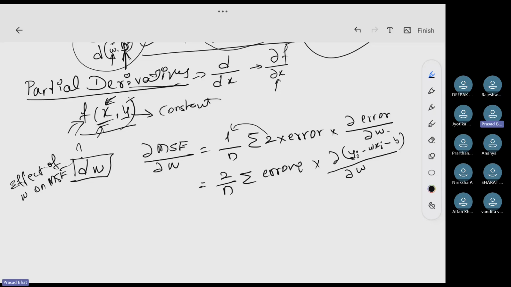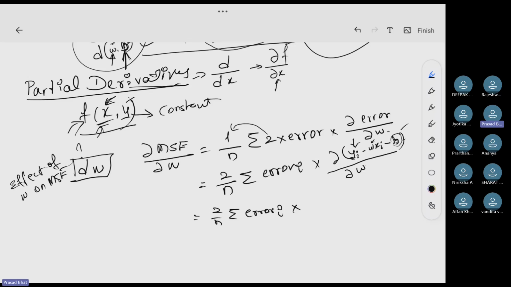Fine. What did I tell you? When I am differentiating, or when I am finding the effect of w on this error function, I have to treat only w as the variable, and all other terms have to be treated as constants. So b also becomes a constant. There is no w term in here, right? So effectively, 2 by n sigma error i into this, for this term it becomes 0, right?